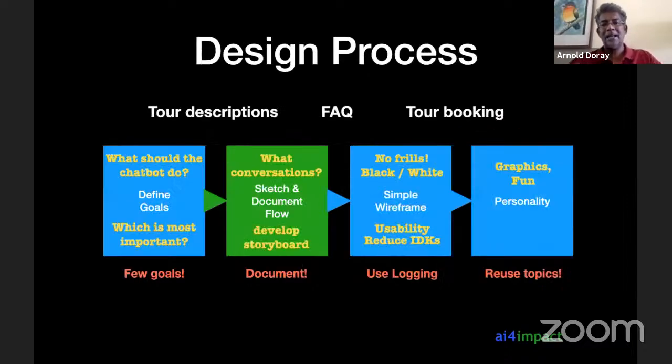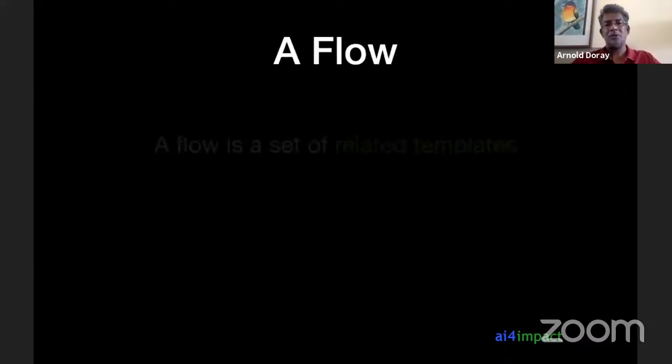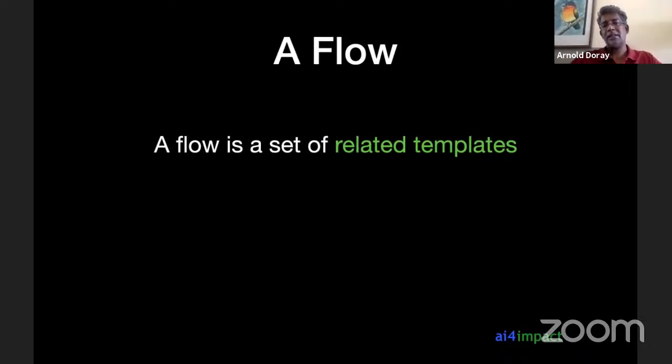Okay, so in the design process, we have now done stage one. We have defined our goals. We want to do the Nile. We're going to do tour booking, and in the tour booking, we're going to do the Nile cruise. So that's pretty specific. We have satisfied the few goals. But even then, now we want to look at the kinds of flows that we have, and develop a storyboard around those things. So what is a flow? A flow is really a set of related templates.